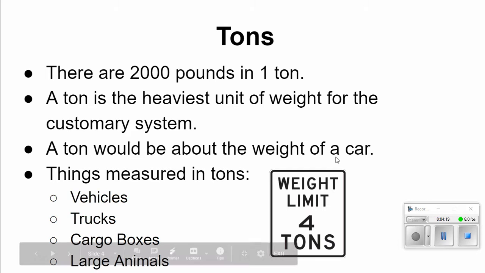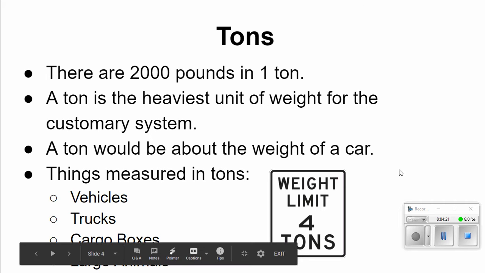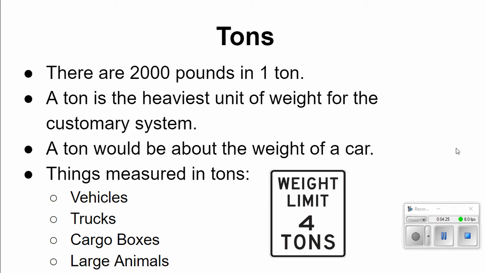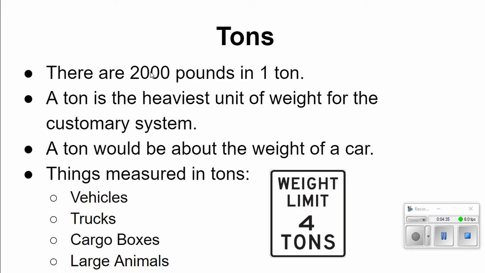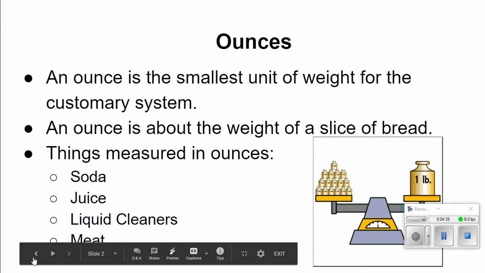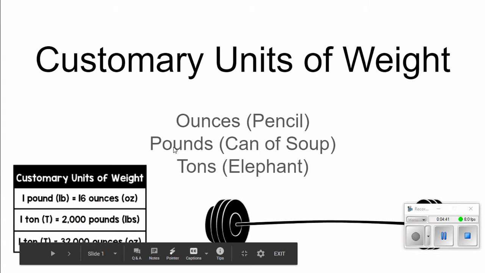Sometimes when you're driving, you'll see these signs like weight limit 4 tons. Those are for those big trucks and semis to protect the roads. So those are some things we measure with tons. Remember, it's the heaviest unit and that there are 2,000 pounds in 1 ton. So those are the 3 units: ounces, pounds, tons.